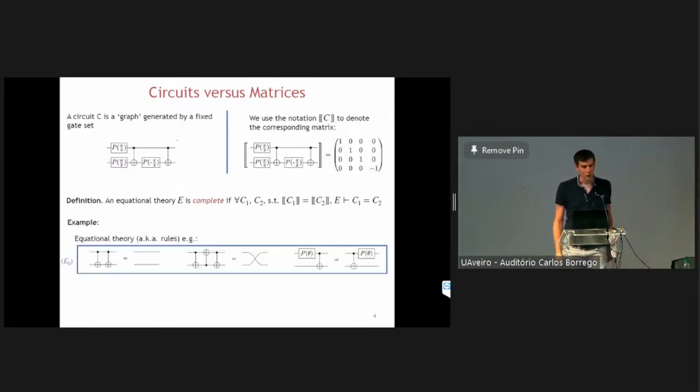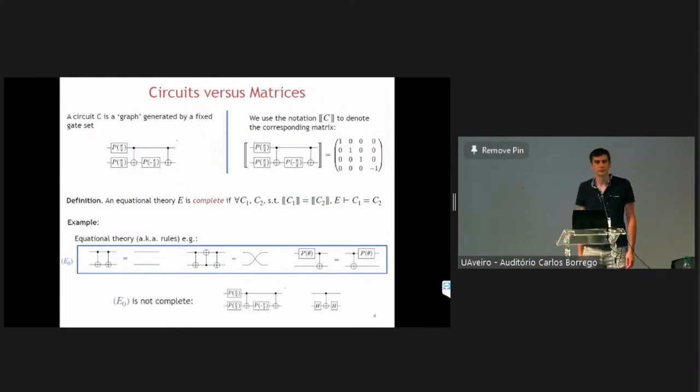Let me give you a toy example. Here we have three basic equations, and let's call this equational theory E0. You can transform your circuits using these equations, but obviously this set of equations is not complete. Here is an example. If I take these two circuits, they are both implementing control Z. Maybe this one you already know: if you take C0 and put Hadamard, it's a control Z. So they are implementing the same unitary transformation, but we cannot transform this one into this one using these equations.